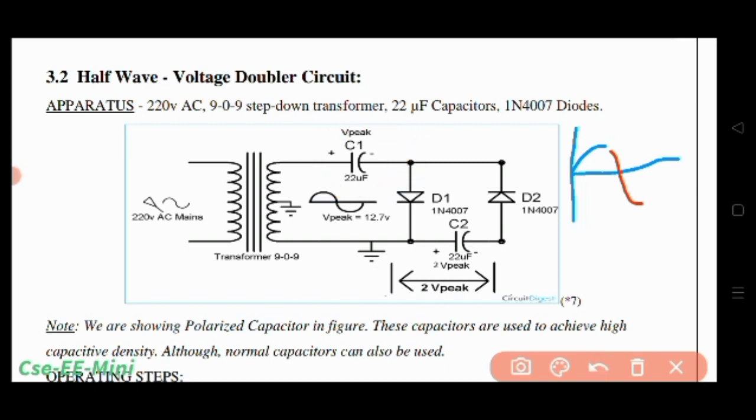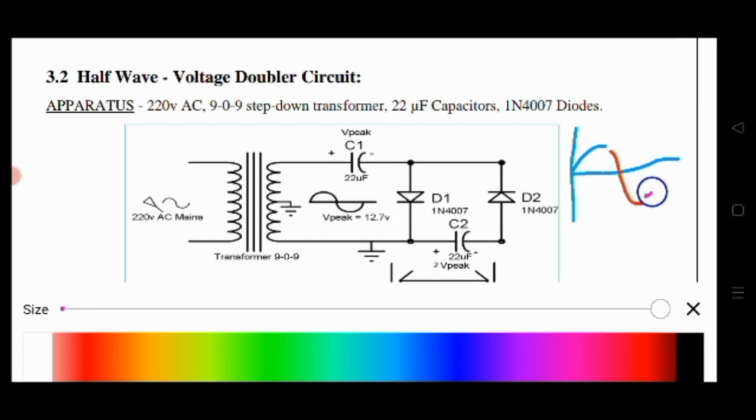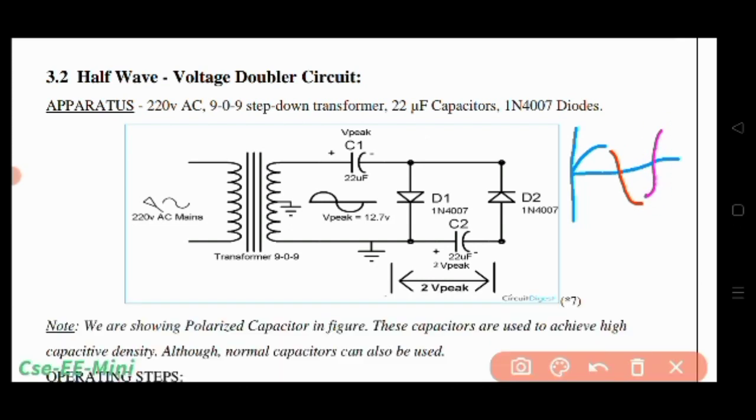In the next positive half cycle, again the transformer polarity is like this. So this will result in charging of capacitor C1, diode D1 will be active, D2 will be inactive due to reverse bias. So this will again charge C1 to V peak.